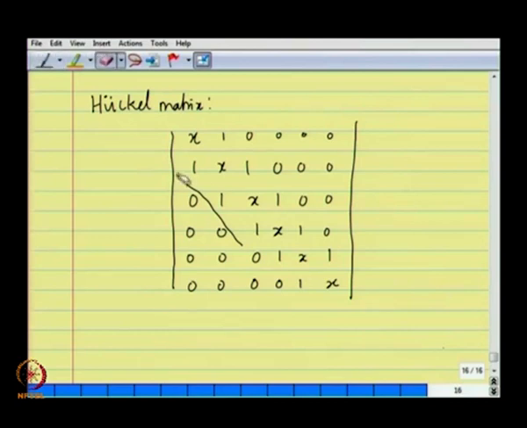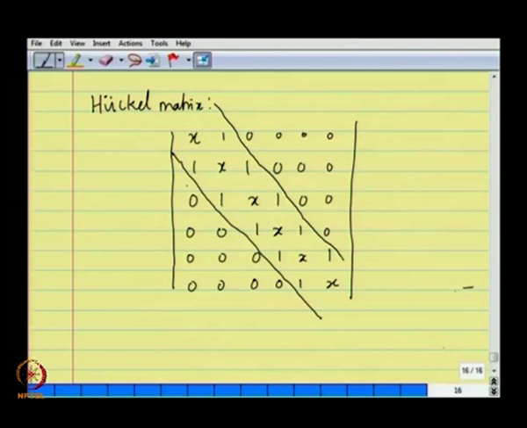Let me see if I can draw that line. You can see that one off diagonal here and one off diagonal here. Okay, tridiagonal matrices. Eigenvalues can be easily obtained.